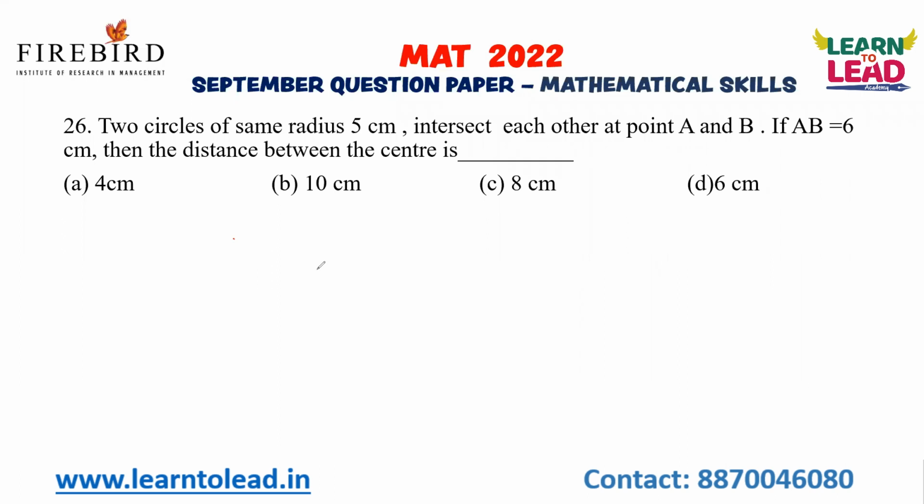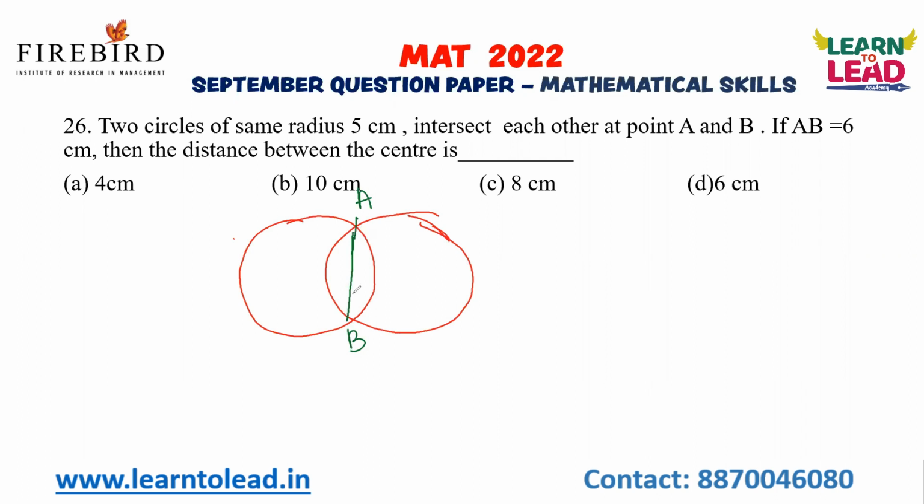So it is a question based on circles. Okay, it is a question based on geometry. Two circles of the same radius, 5 centimeter, intersect each other at points A and B. Okay, take points A and B. If AB is equal to 6 centimeter, they told you that AB is equal to 6 centimeter. And we know that radius is what? 5 centimeter. Okay, 5 centimeter. They're asking what is the distance between the two centers.